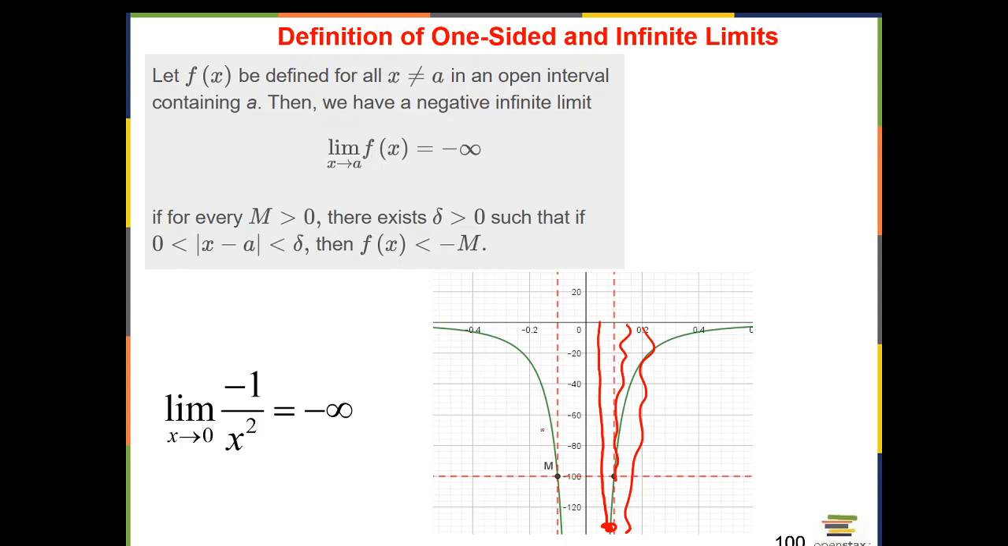So the y value for this would be that much, which is smaller than m. I should put negative m here, but there you go. If m is positive, we can assume m is negative and write it that way. So if m is a positive number, then we want f of x to be smaller than negative m, because the limit goes to negative infinity.